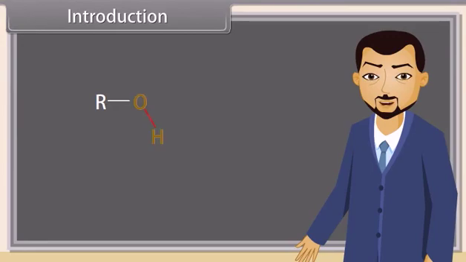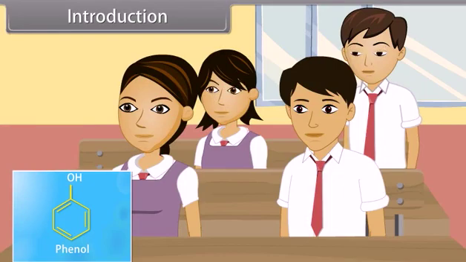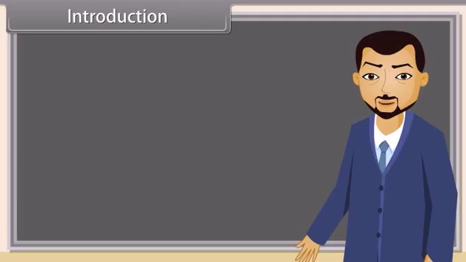Now, can anybody tell me what is phenol? Yes, teacher. Phenol is an organic compound where one hydrogen attached to a benzene ring is replaced by a hydroxyl group. Very good, Sunil. In this lesson, we will learn about alcohols, phenols and ethers.